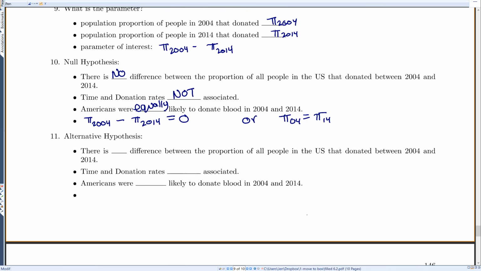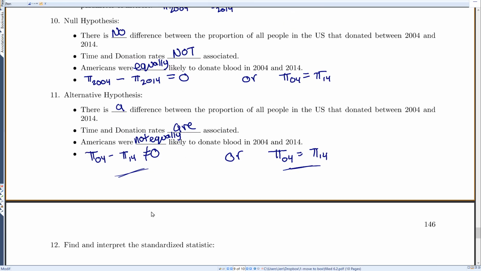The alternative hypothesis is that there is a difference between the proportion of the people who donate between 2004 and 2014, or time and donation rates are associated, or Americans were not equally likely to donate blood. And so you could write this as pi of 04 minus pi of 14 not equal to 0, because they didn't tell me whether we thought it was less or greater. We just want to know, did it change? Or you could write it as pi for 04 not equal to pi for 14. This one makes more sense to people. This one just helps us think about what our applet is doing.